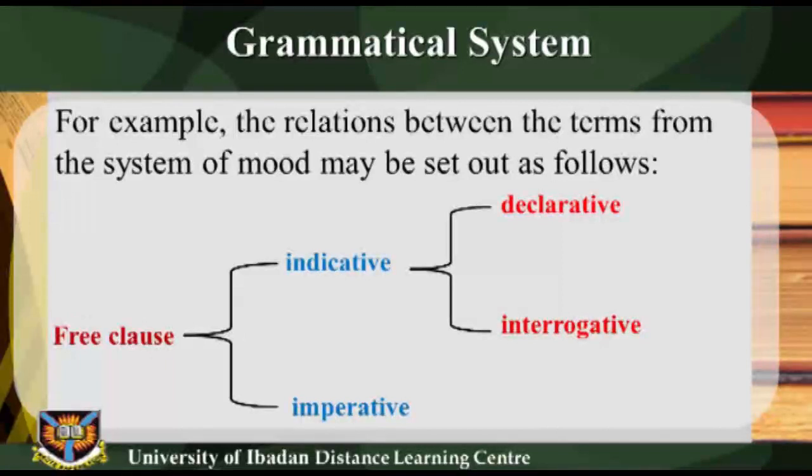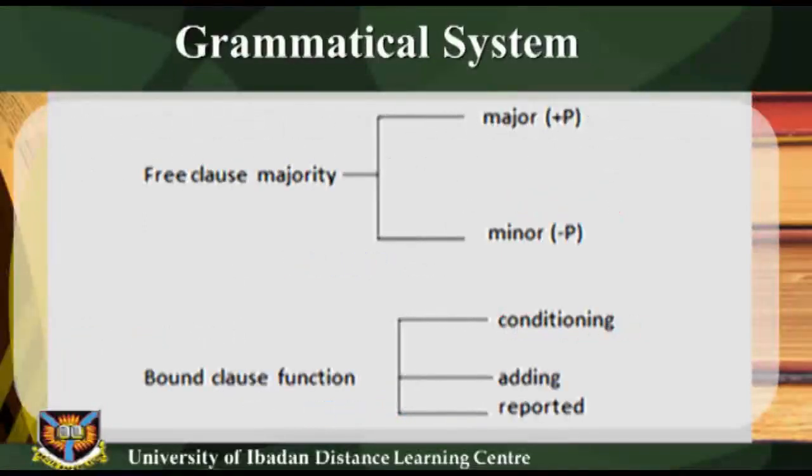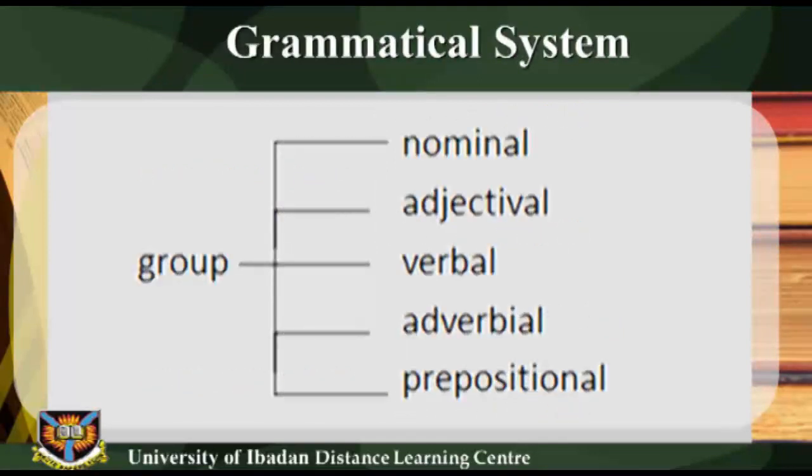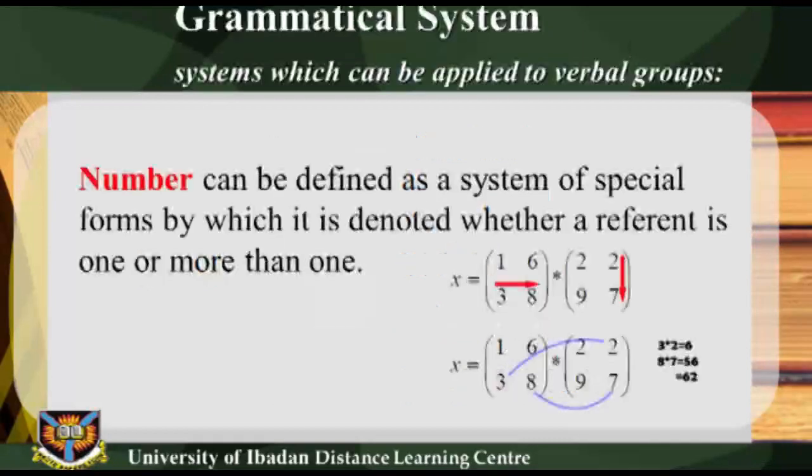Free clause, indicative, imperative, declarative, interrogative. Free clause majority: major positive, minor negative. Bound clause function: conditioning, adding, reported. Group: nominal, adjectival, verbal, adverbial, prepositional. Now, here are some of the systems which can be applied to verbal groups.